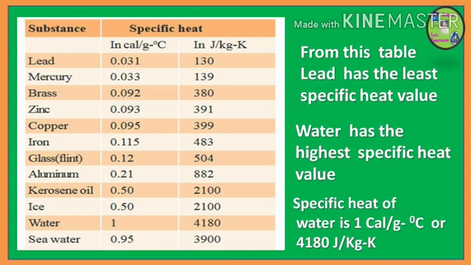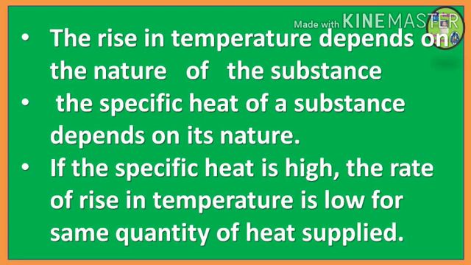Observe the given table. The table shows substances and their specific heat values. From this table, lead has the least specific heat value. Water has the highest specific heat value. The specific heat of water is 1 calorie per gram degree centigrade or 4180 joule per kg Kelvin. From this, the rise in temperature depends on the nature of the substance. The specific heat of a substance depends on its nature. If the specific heat is high, the rate of rise in temperature is low for the same quantity of heat supplied.